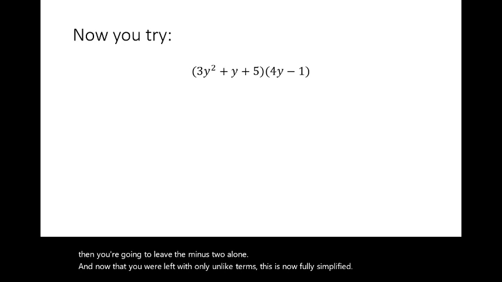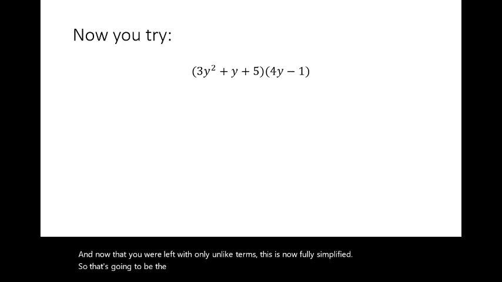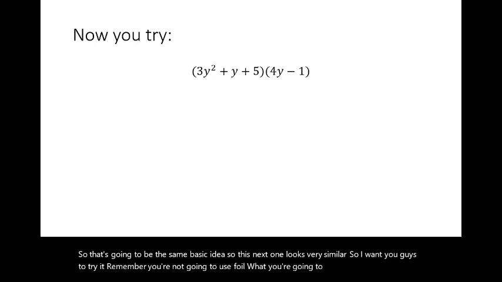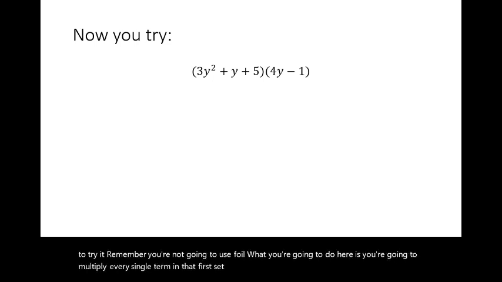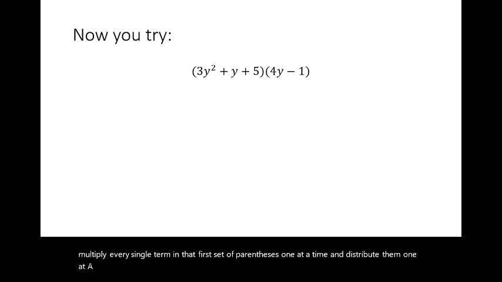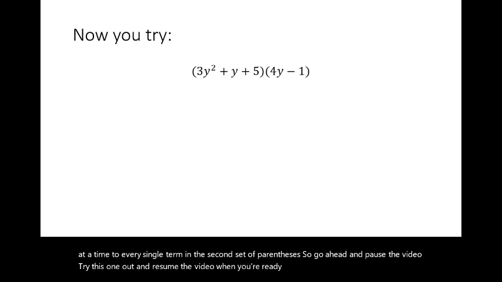So that's going to be the same basic idea. This next one looks very similar, so I want you guys to try it. Remember, you're not going to use FOIL. What you're going to do here is multiply every single term in that first set of parentheses, one at a time, and distribute them one at a time to every single term in the second set of parentheses. So go ahead and pause the video, try this one out, and resume the video when you're ready to check your answer.